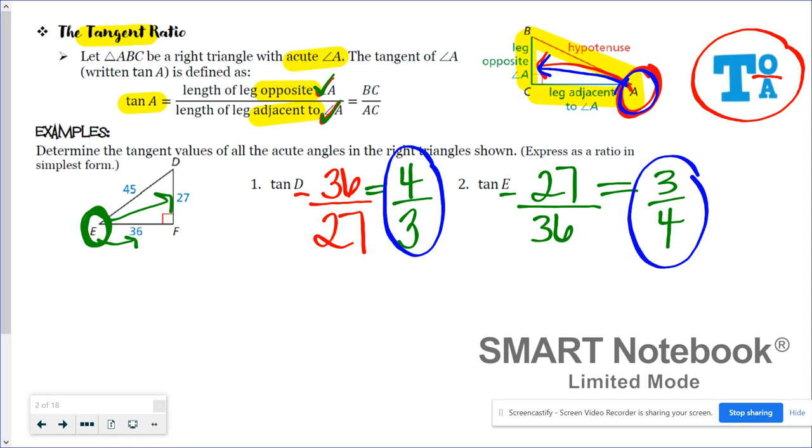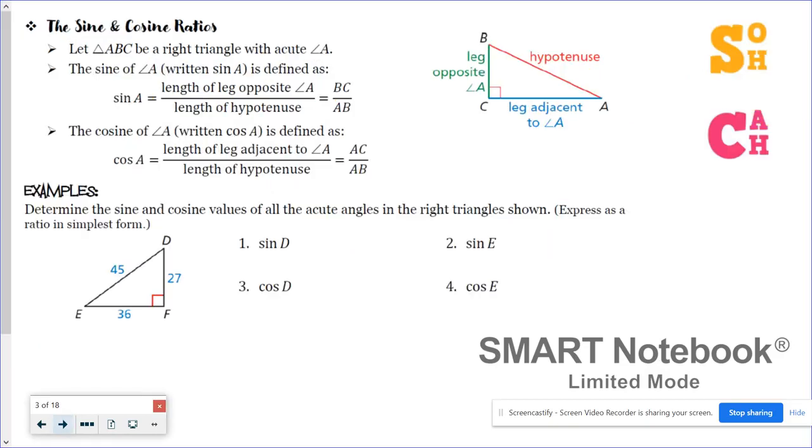If you're wondering, is there a trig function that uses the hypotenuse? The answer is yes. There are 2 of them, and that would be sine and cosine. All right. So I'm still going to use angle A as my angle of reference. So sine is defined as the length of the leg opposite angle A over the length of the hypotenuse. So sine is opposite over hypotenuse.